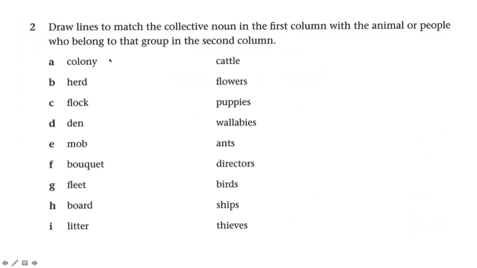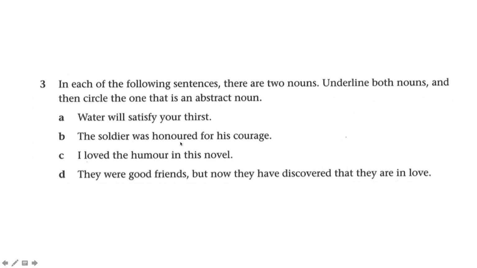The next one's really simple. All it wants us to do is to draw lines to match the collective noun in the first column with the animal or people who belong to that group in the second column. So if we have a look at a colony, we would have a colony of ants. Just draw a line to connect them. Yours will be straighter and more accurate because you'll probably use the ruler. I unfortunately can't do that at this time, but the activity remains simple.